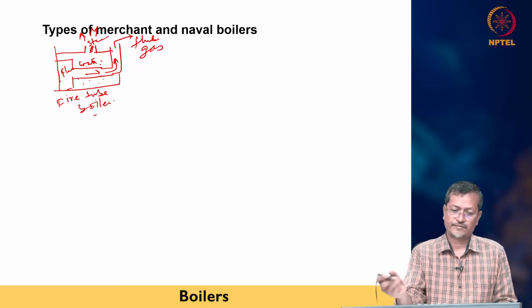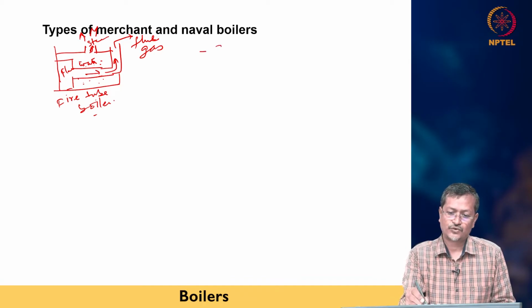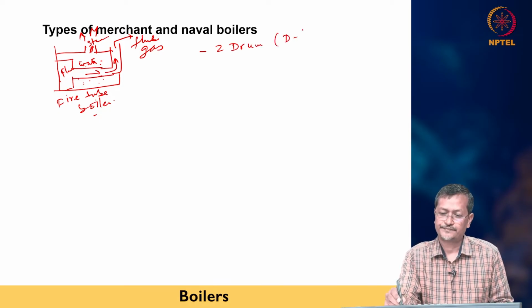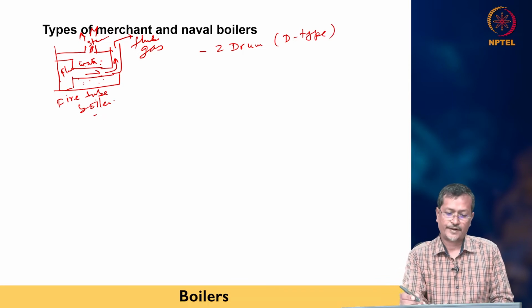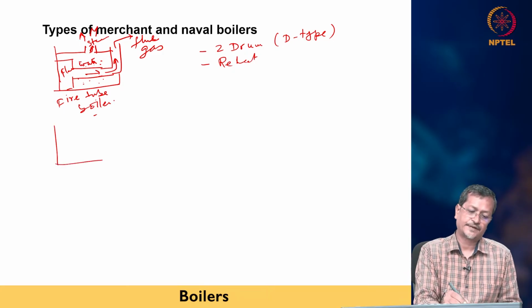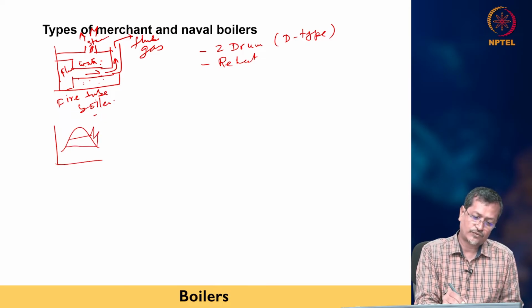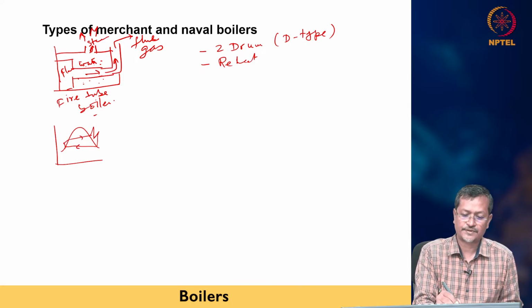Types of merchant and naval boilers. Like the two drum boiler I already told, D type, this is called two drum boilers, D type boiler. Some will be reheat type. Later we will discuss. Reheat means you are getting steam, one turbine, again you heat, again put to another turbine, then you condense it, pump it, put into the boiler. So this way it will work. So this is reheat type. We will discuss later.